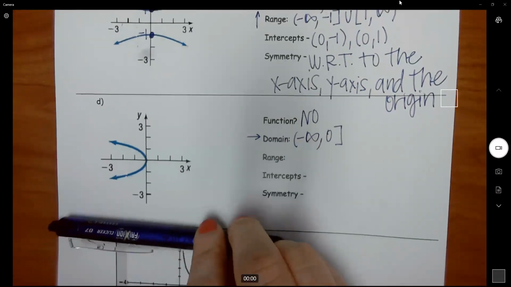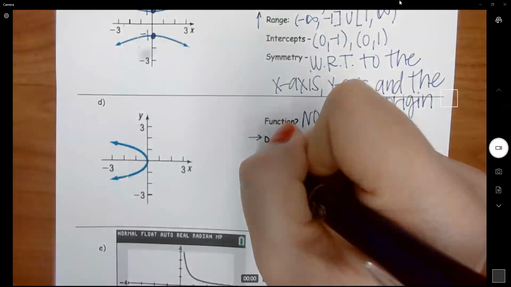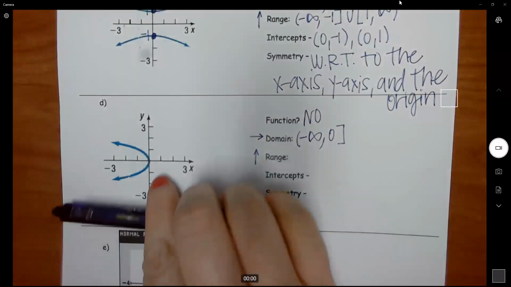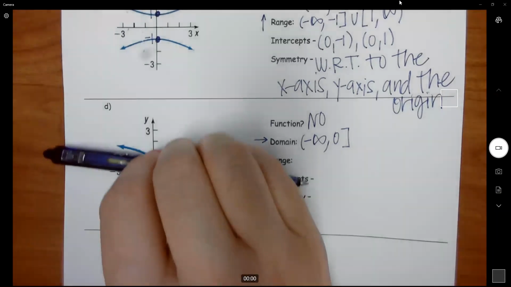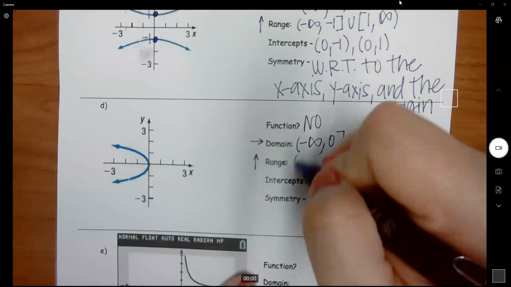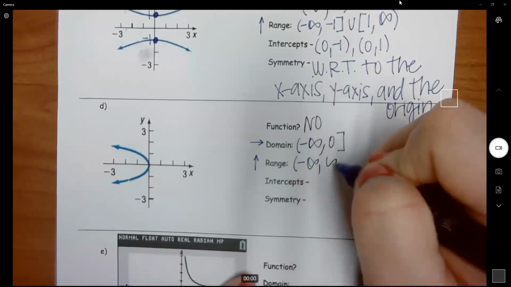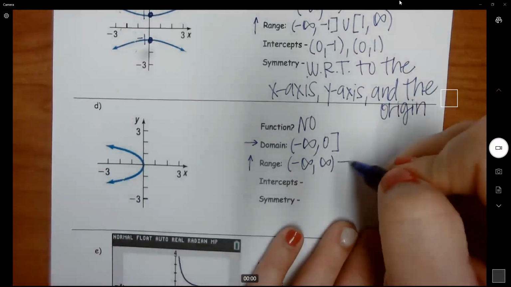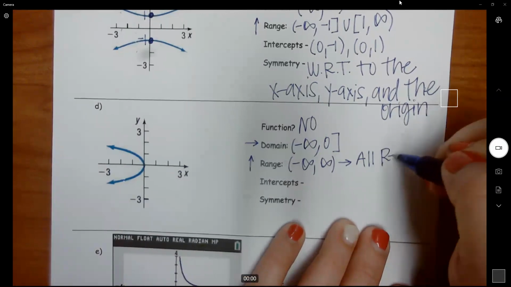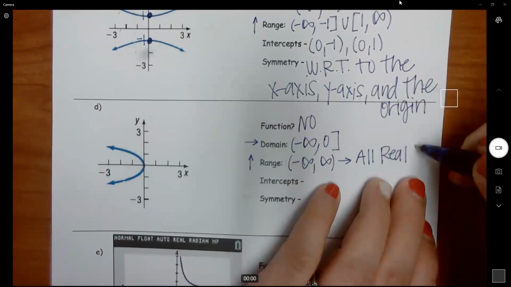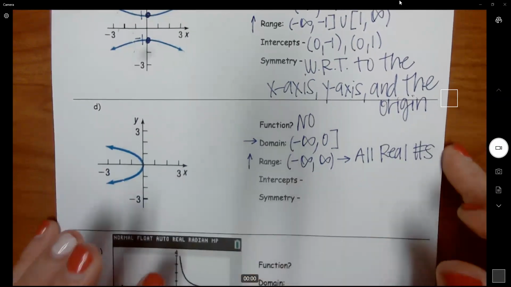My range, when I go from the bottom to the top, the first thing I touch is an arrow. The last thing I touch as I go up is another arrow. So this has negative infinity to infinity, which, by the way, what this really means is that my range is all real numbers.